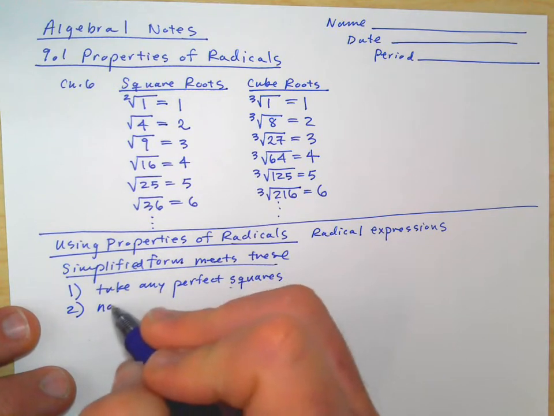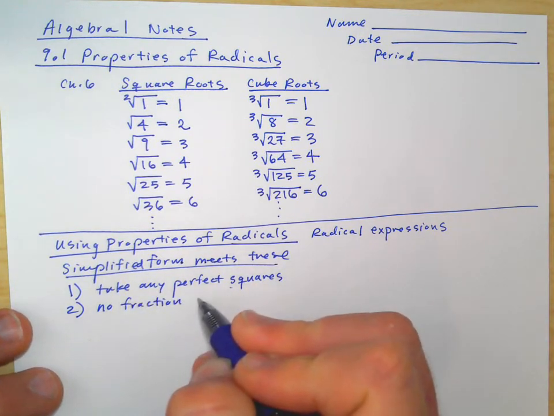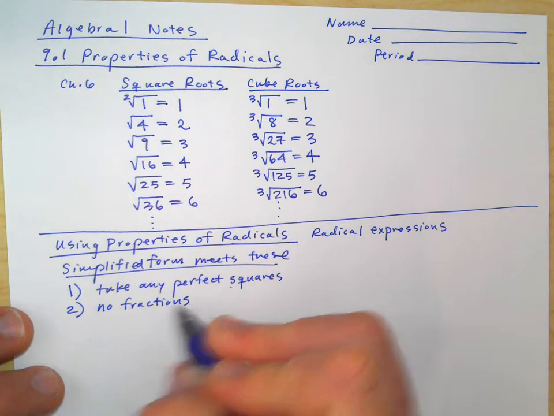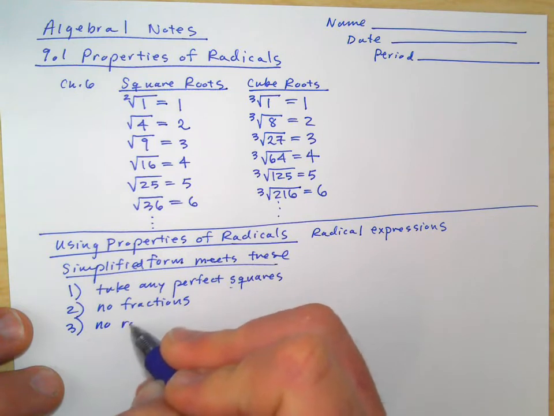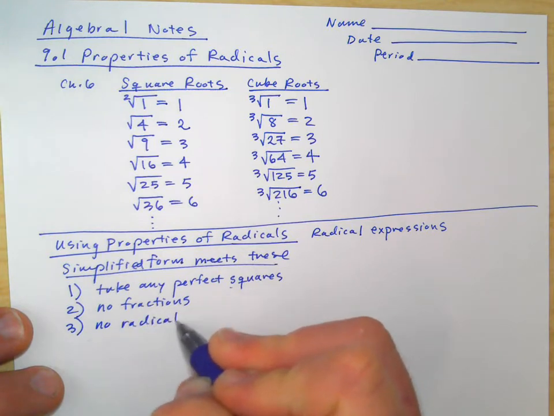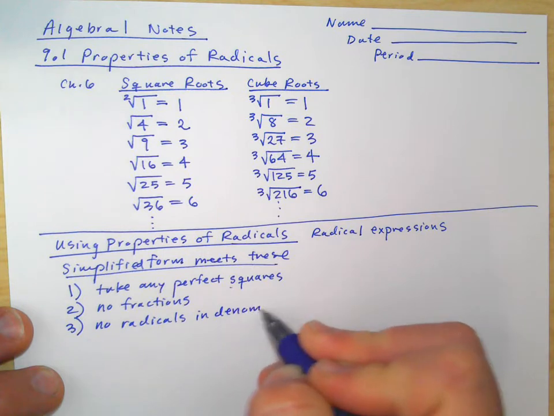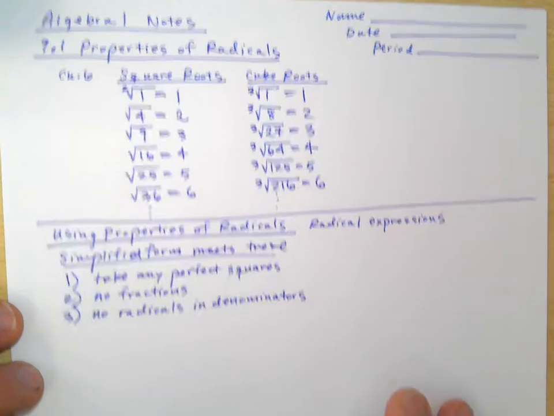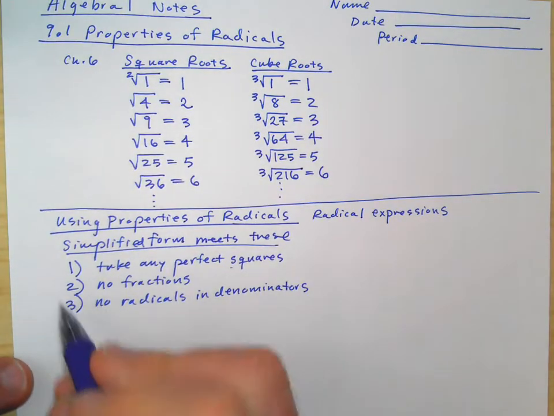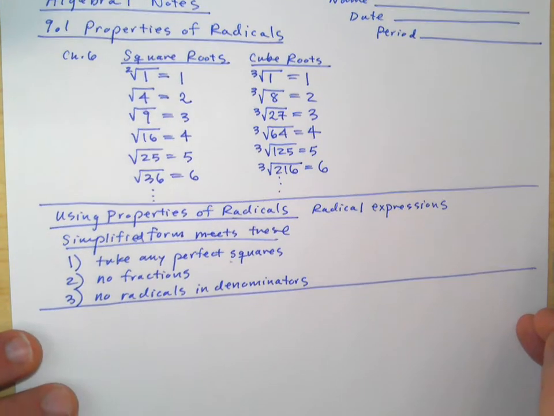You cannot have fractions inside your final square roots. No fractions, and no radicals in denominators. So these are the things we're trying to get rid of. Okay, now we're going to look at some different properties that help us do that.